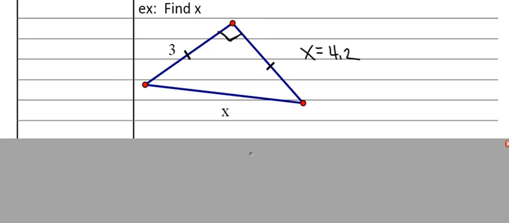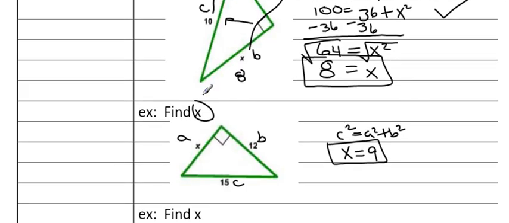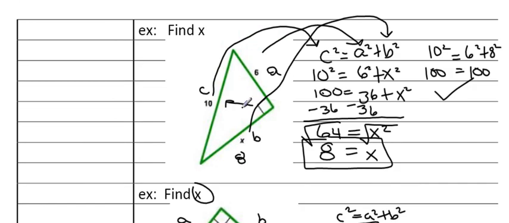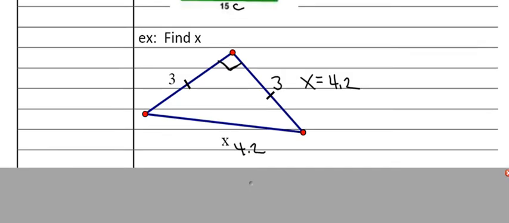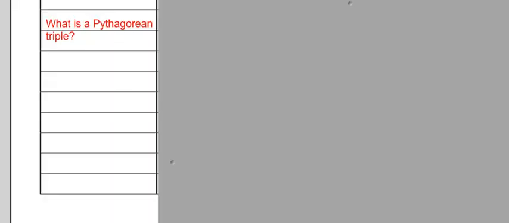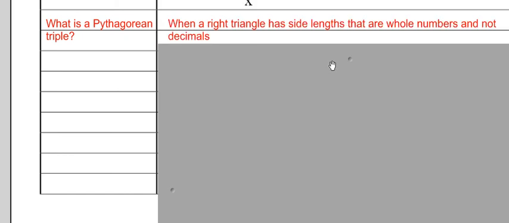Now, the very last thing that we're going to talk about is what's called a Pythagorean triple. Notice the side lengths that we got here. There was a 3, a 3, and a 4.2. These side lengths were a 9, a 12, and a 15, all whole numbers. These side lengths were 8, 6, and 10, all whole numbers. Well, the next definition is called a Pythagorean triple. So the question, what is a Pythagorean triple? A Pythagorean triple is when a right triangle has side lengths that are whole numbers and not decimals.